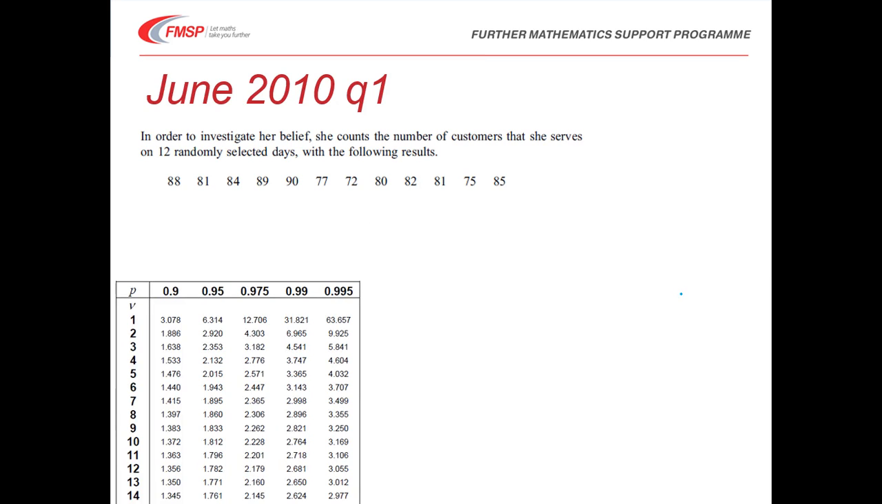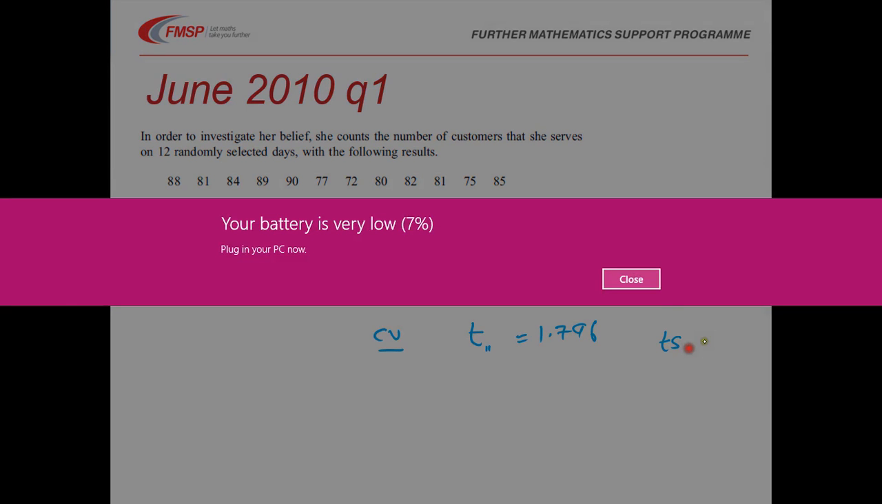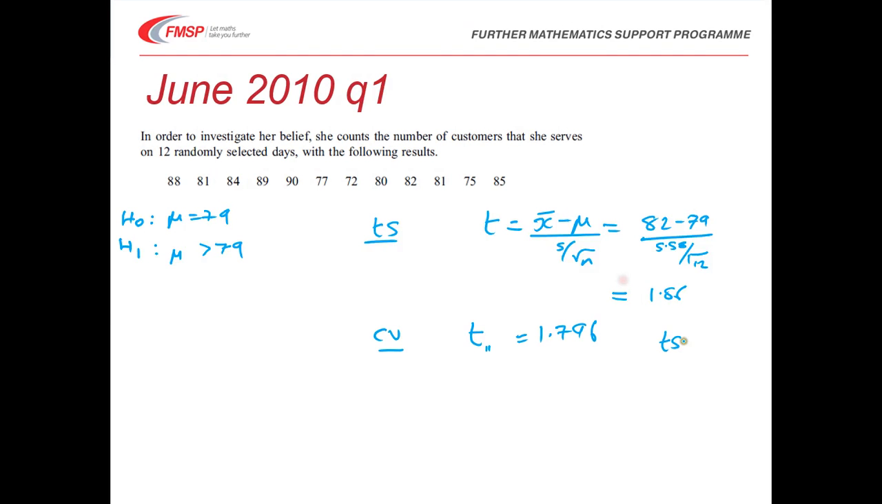Okay, so the next thing is I need to choose my critical value. So we've got n pieces of data, we're looking at T n minus 1. So we're using 11 degrees of freedom, and we want to do this at 5%. Okay, it's 5% one-tailed, which gives me a t-value of 1.796. Okay, so let me go back a slide, because I like putting this all in one place. So your critical value is t11, and that's 1.796. So notice your test statistic is greater than your critical value.